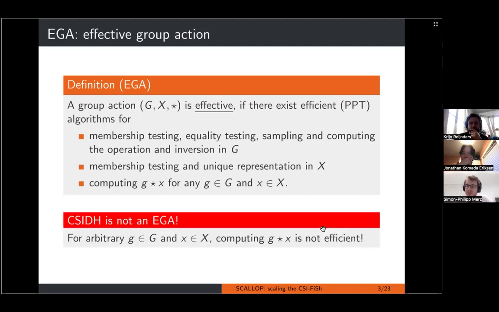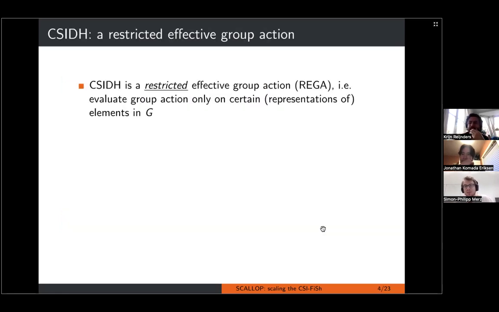Now, this goes wrong for CSIDH. Most of you should be familiar, or I assume that most of you are familiar with CSIDH. There, you cannot evaluate the group action efficiently for all the group elements on all the set elements because CSIDH is what's called a restricted effective group action. There's also a framework for that by Alamati et al.